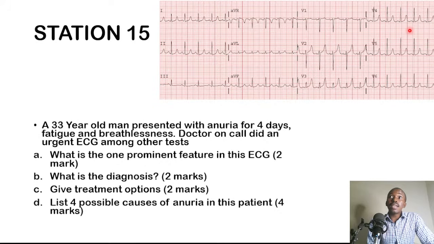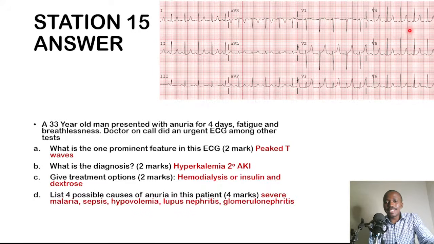And remember the indications of dialysis, your vowels, AEIOU: acidosis, electrolyte imbalances such as hyperkalemia, intoxication, edema, which is of course your fluid overload, and uremia. Then the 4 possible causes of anuria. So you have things like severe malaria, sepsis, hypovolemia, even shock, lupus nephritis, even glomerulonephritis, just to mention a few. Just pick any 4 from that. Anything that can cause a patient to undergo an acute kidney injury can pretty much cause anuria to happen.